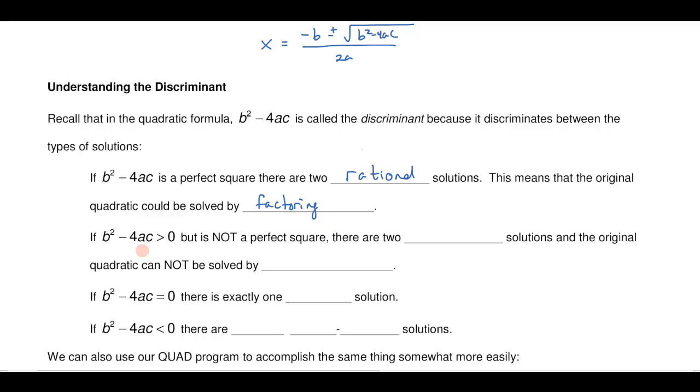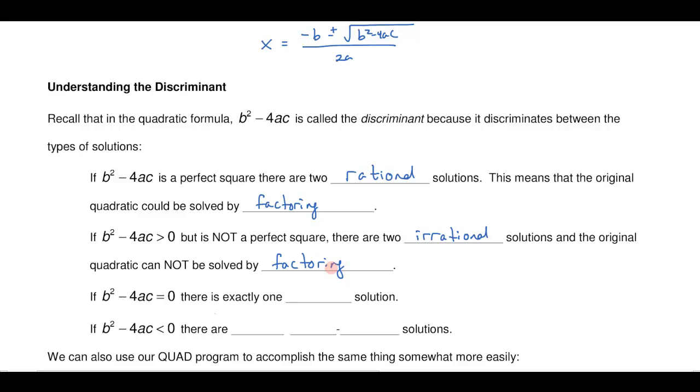Now, if the discriminant is a positive number, but it's not a perfect square, then you're not going to be able to get rid of the square root, and you're going to end up with two irrational solutions. Now, you'll remember that a rational number is a number that either terminates or repeats, and an irrational number is a number that neither terminates nor repeats. And so when you do those on your calculator, you get a whole bunch of decimals. And if you get a bunch of decimals, or if you can't get rid of the square root, that means that the original quadratic equation could not have been solved by factoring.